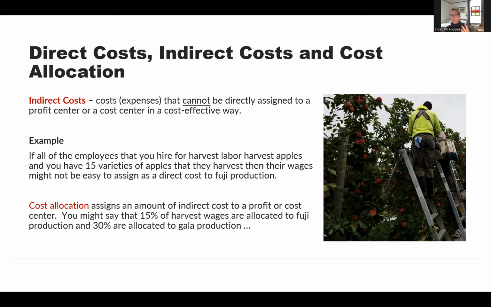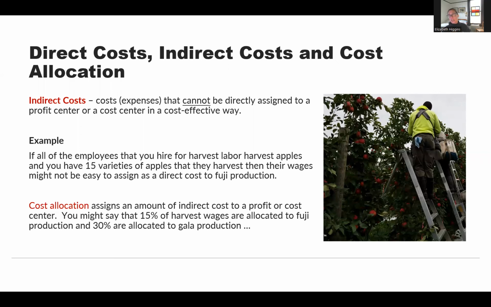So an example would be, if all the employees you hired for harvest labor harvest apples, and you have 15 varieties of apples that they harvest, then their wages might not be easy to assign as a direct cost to, like, Fuji production. You're probably going to end up doing some cost allocation. So you're going to say, okay, I've got all this harvest labor data, and out of that pool, I'm going to assign an indirect cost to each center. I might say 15% of harvest wages I'm going to allocate to Fuji, 30% to Gala production. So you don't know exactly what it is, and you're coming up with an allocation strategy.